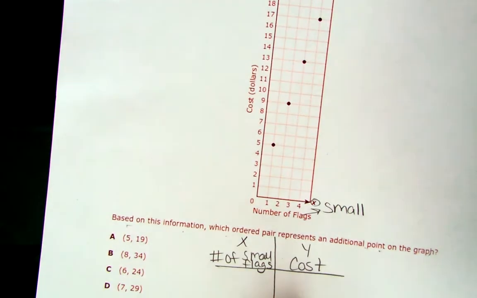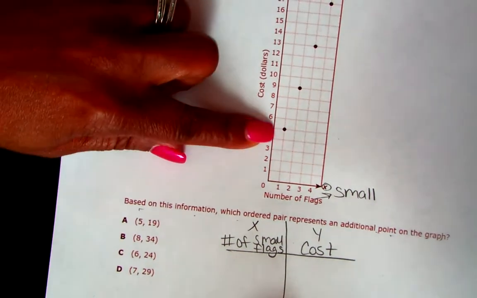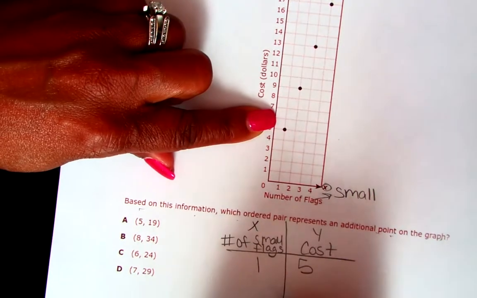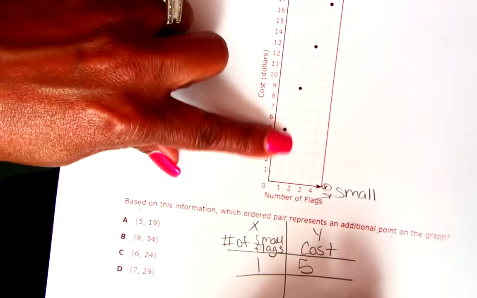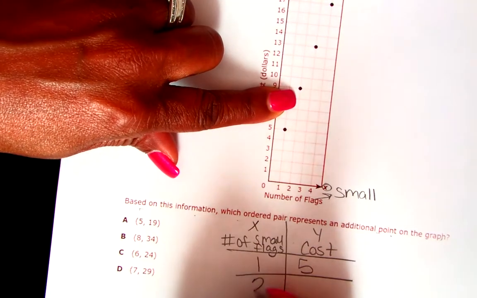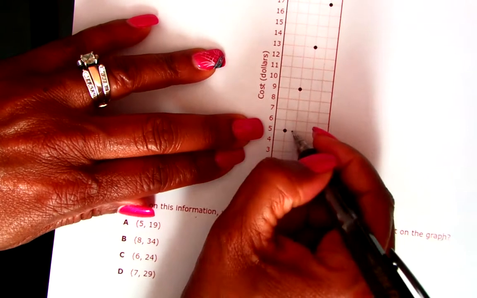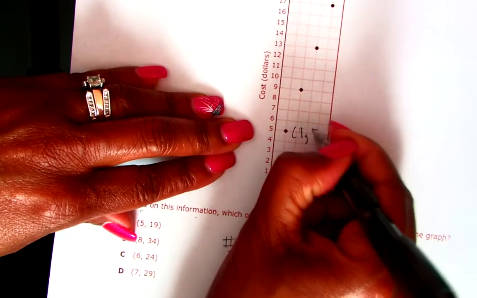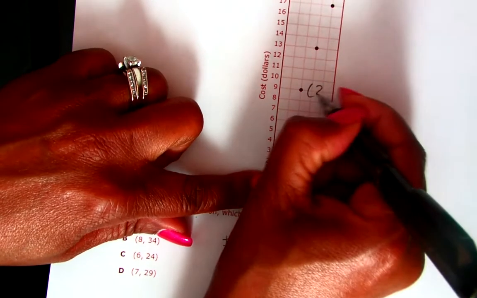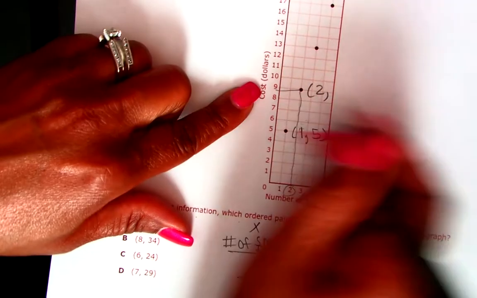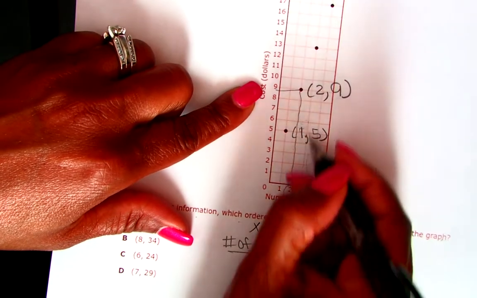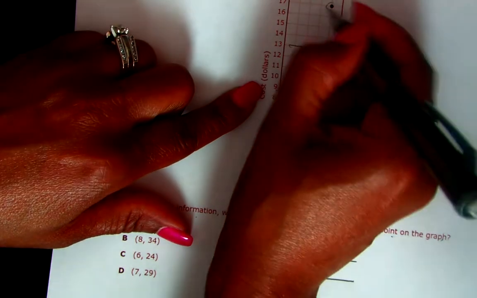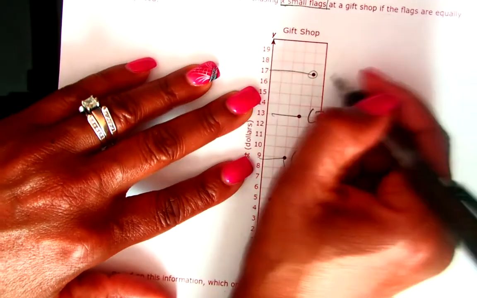Here we go. The lighting is adjusting. Sorry. So here we go. This first one, it says one. When you buy one small flag, it's $5. If you buy two, it's $9. Okay. So let me go ahead and put 1, 5. Okay. 2, 9. 3, 13. 4, 17. And then I'm going to put it in the table.